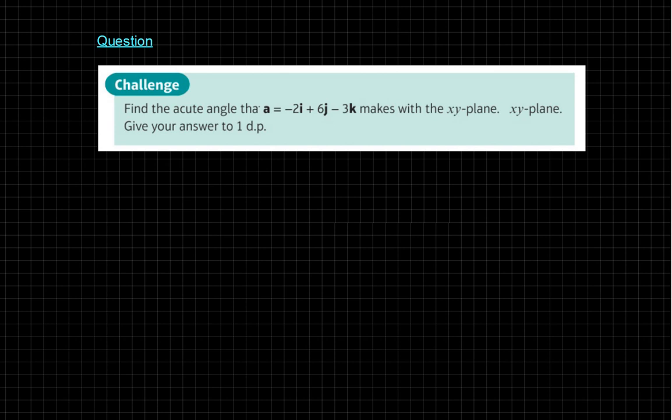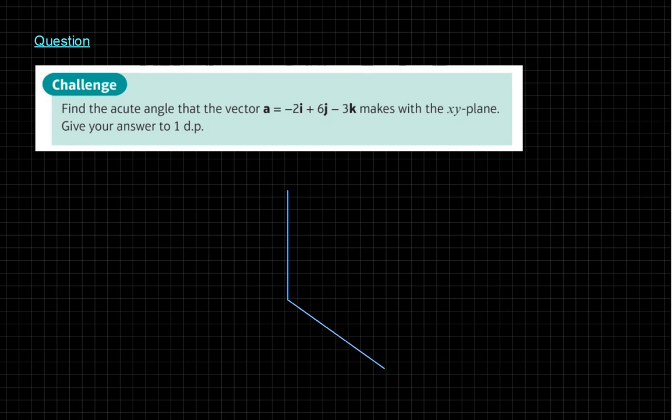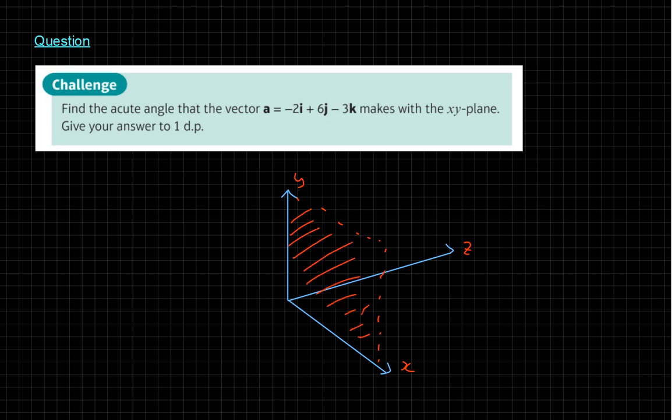Remember, the plane is kind of like the 2D shape. So if I just briefly draw this out, if you've got your x, y, z 3D space, then the xy plane, if I take that as x, that as y, and that as z, is kind of like the infinite plane, if I shade it in, but infinitely in all directions. Okay, and then this vector, (-2, 6, -3), what angle does it make against this? So that's going to take a little bit of thought.